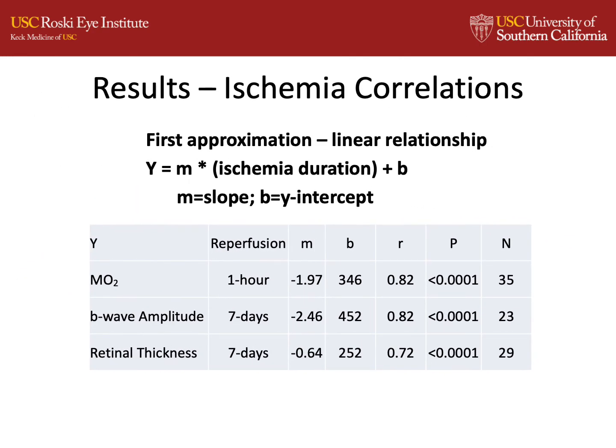We were interested in investigating the relationships of MO2, B wave amplitude, and retinal thickness with ischemia duration. So as a first approximation, we assumed linear relationships. Fitting the data points provided regression lines with the following parameters of slopes and y-intercepts. There were significant linear relationships of all metrics with duration of ischemia.